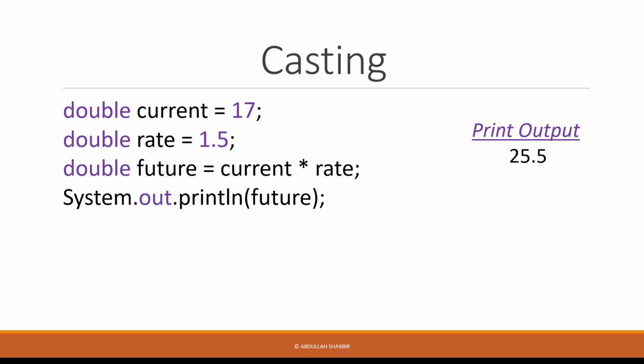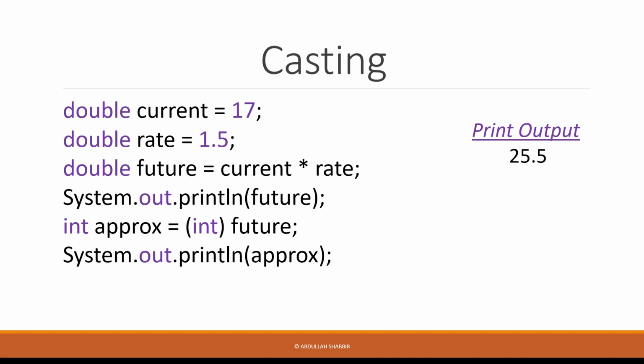To get rid of this fractional part here, we can convert that double variable into an integer. Here I created a new integer variable called approx and set it to equal to the variable future, but asking Java to convert it to an integer first. I've put int between the parentheses here, which tells Java that I want the integer value of our double future. So if I print out our new approx value, it would print out 25.